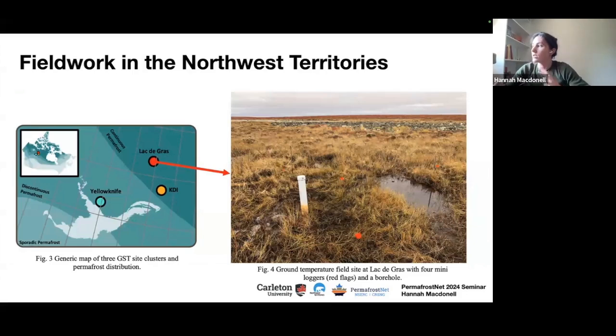Though they range in size, each plot is roughly 10 meters by 10 meters, and they contain anywhere between 3 to 4 ground surface temperature mini loggers. You can see where they are on this plot, marked by these red-orange flags. A subset of these sites across these clusters also contain boreholes. And you can see here, there's one, the borehole infrastructure set up with that white tube cap.